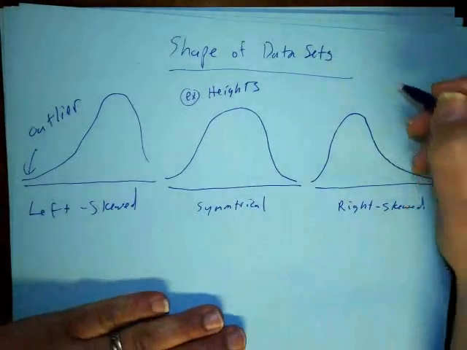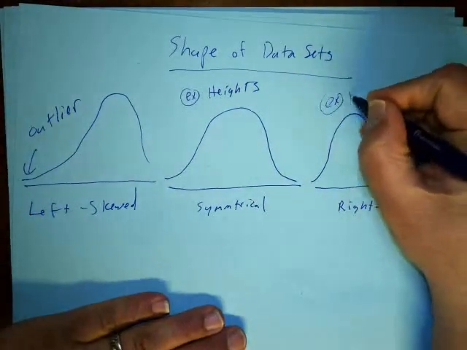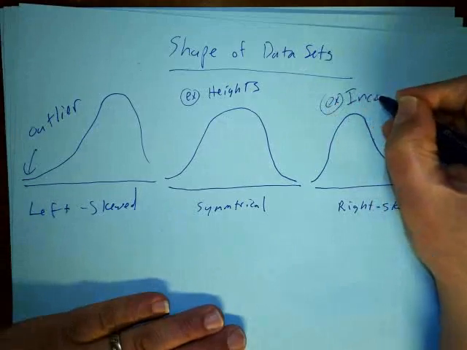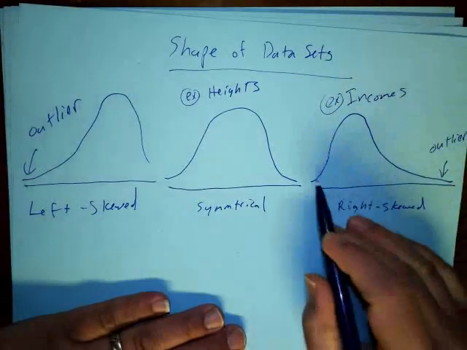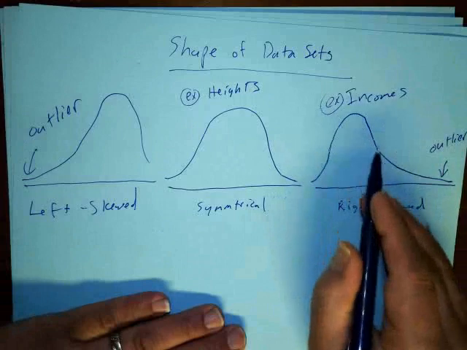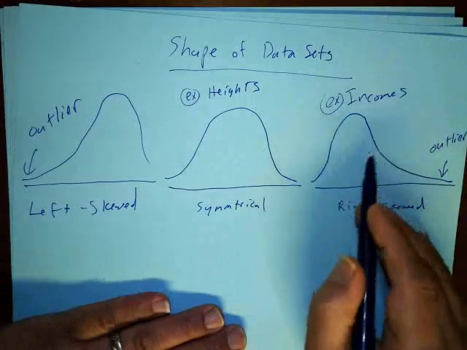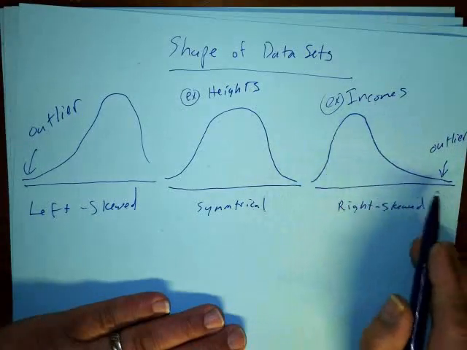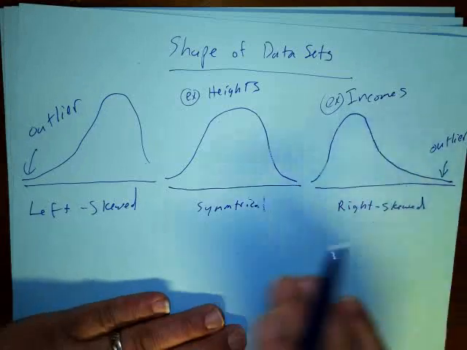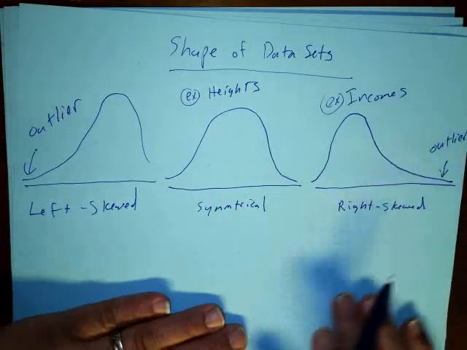Okay, for a right skewed data set, the most common one used as an example would be incomes. And that's the example I gave earlier, because you know, the majority of people make your average income. There are a few Bill Gates out there that are skewing the data to the right.